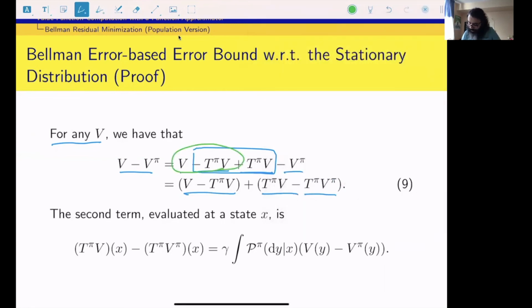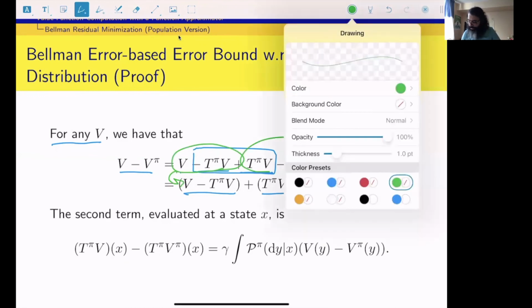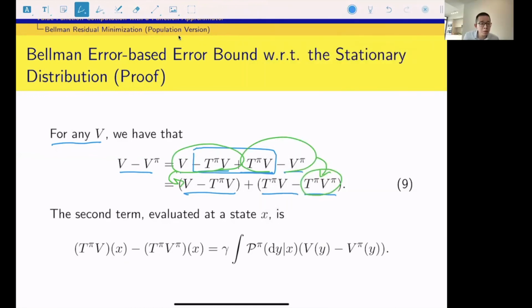So these two terms is this. Why do I have T^π V^π here? Fixed point. It's a fixed point, yes, exactly. Because V^π is equal to T^π V^π. So I just want to make it similar to T^π that I have here. So I just wrote it in the other form.